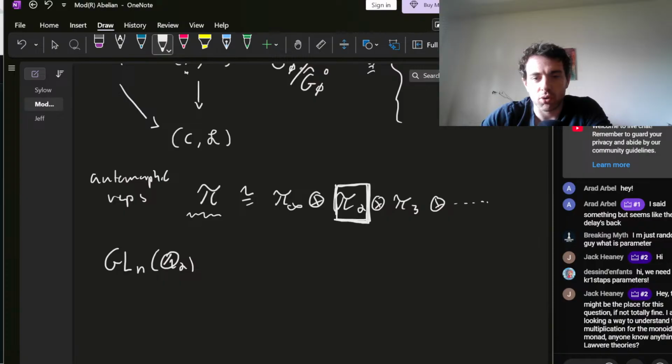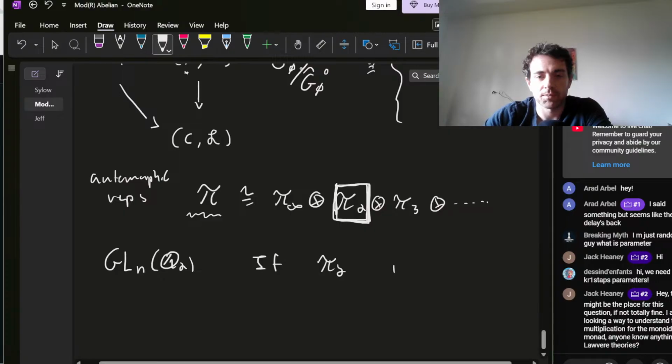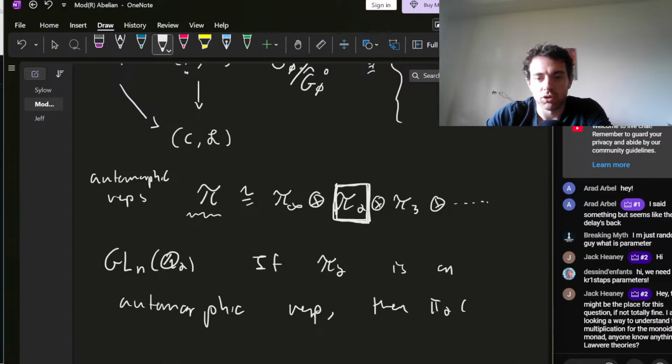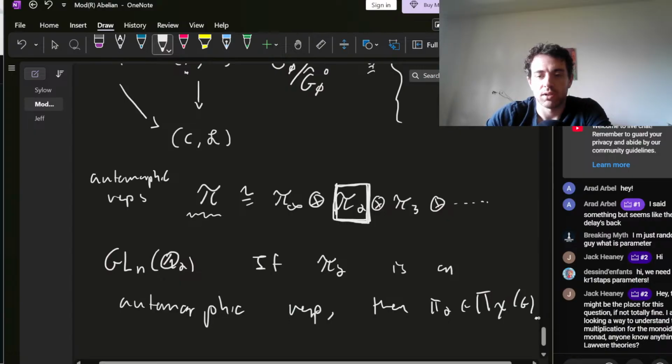And the answer is no. And the idea, part of what Arthur packets are supposed to capture, is that, well, it will show up. So if pi2 is an automorphic rep, then pi2 should show up in some Arthur packet. And that's part of the idea.